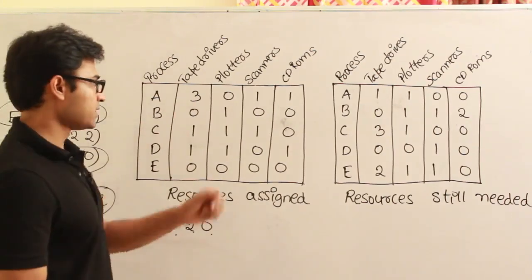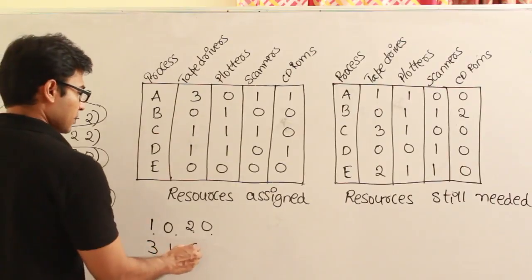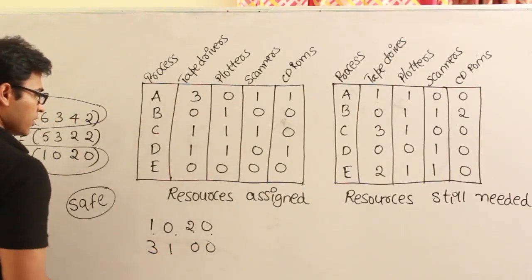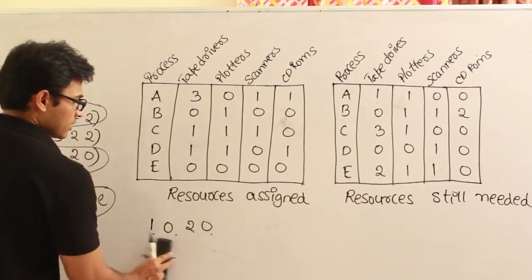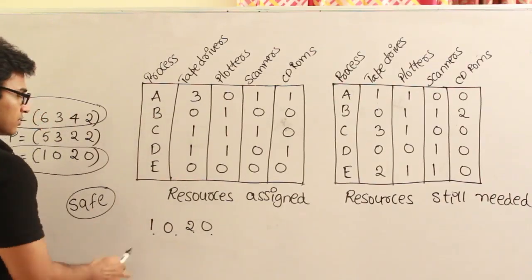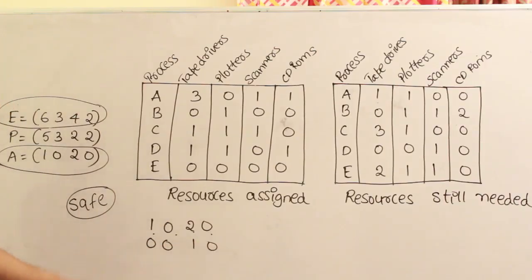And now what about C? C is 3100. Yes, it too cannot be satisfied. These two cannot be satisfied, right? And what about D? D is 0010, right? Yes, it can be satisfied clearly.